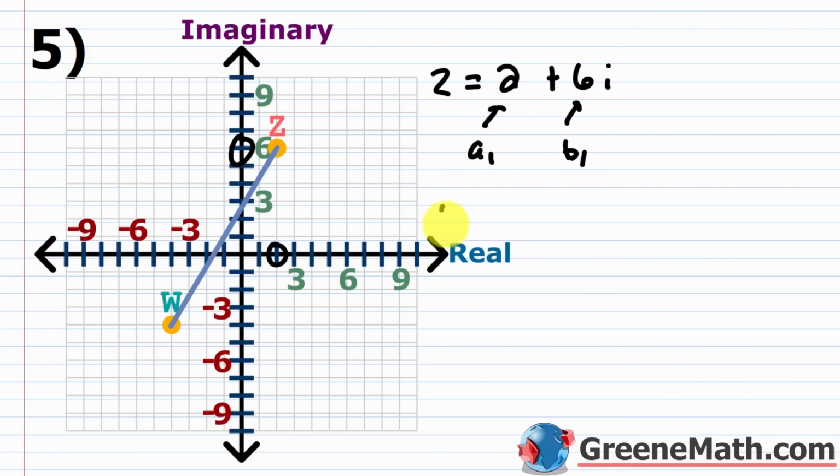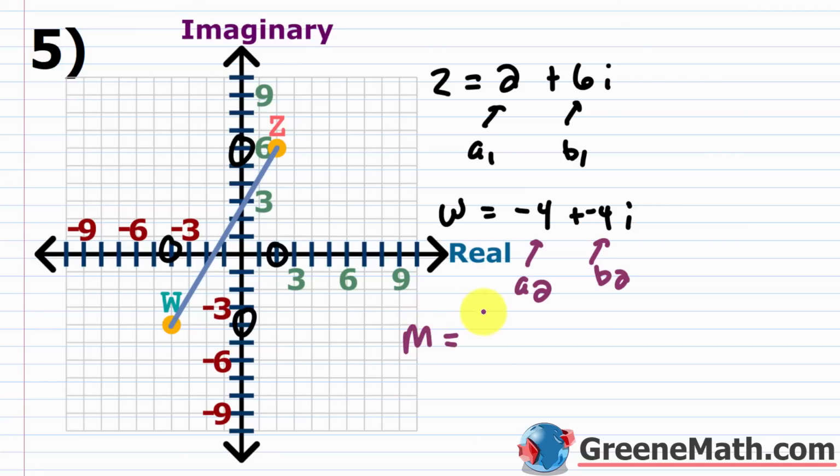And then for W, this is equal to what? The real part is negative 4 and the imaginary part is also negative 4. So this is negative 4 minus 4i. Maybe we'll just go plus negative here to make it a little bit easier. So we'll say this is a sub 2 and this is b sub 2. So just plug into that formula.